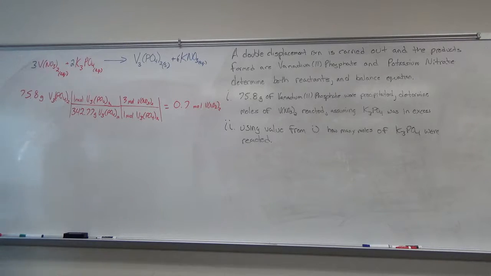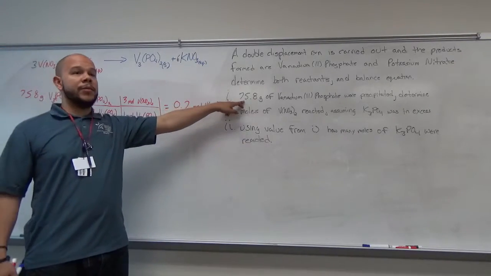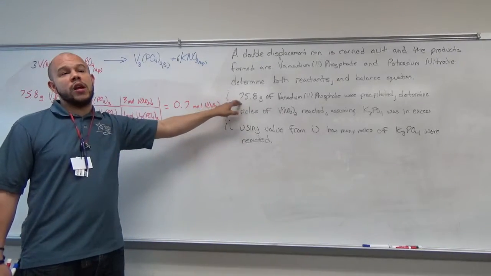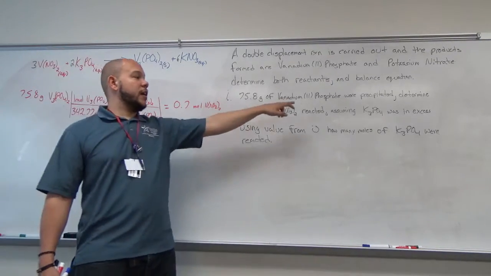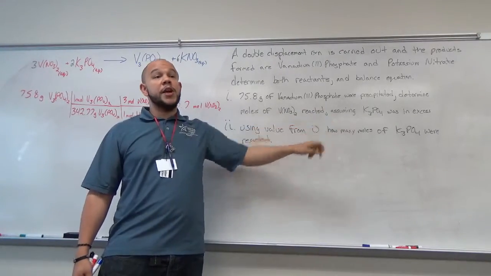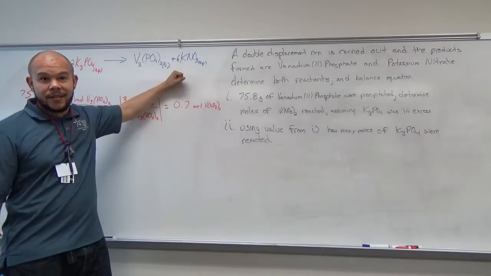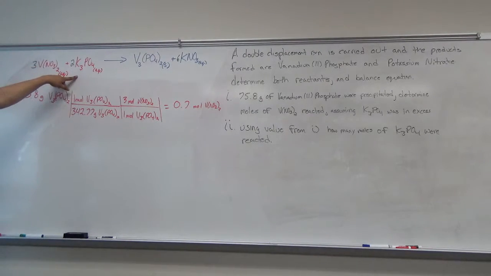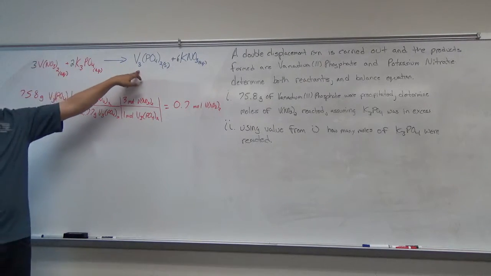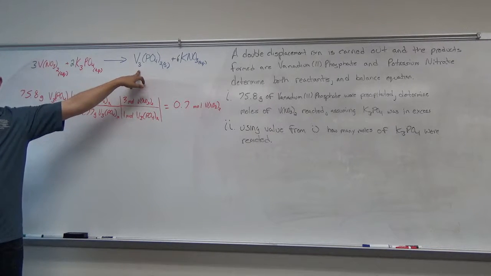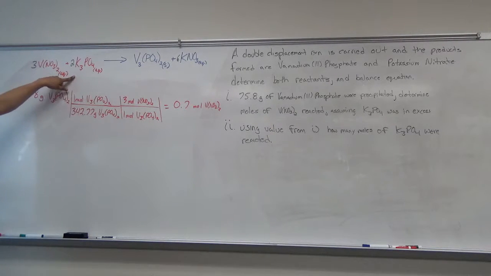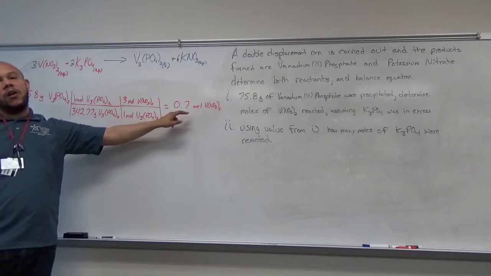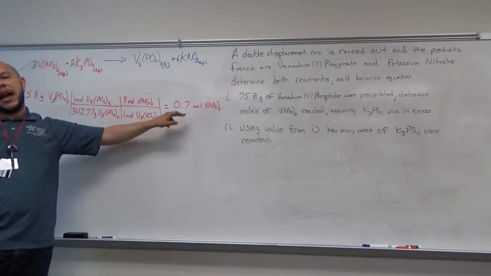There's a couple different things. Number 1, I told you the limiting reactant. I told you how much of this fully reacted. I also told you that K3PO4 is in excess. You cannot make product in this reaction unless you have both of these. So to get this V3(PO4)2, we had to react both of these. We just said that this much of one of our reactants has been reacted.